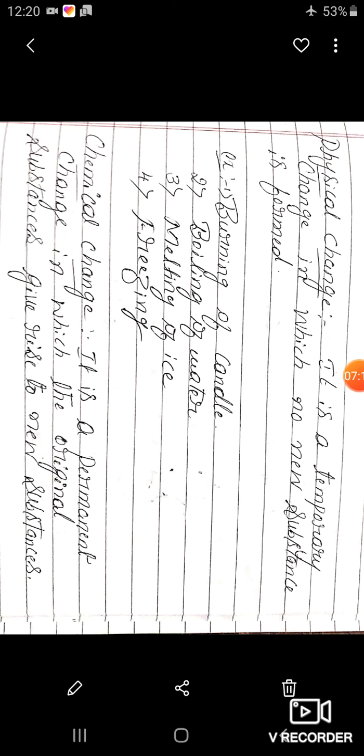Okay, dear students, in this chapter we shall study chemical reactions, chemical equations, balanced chemical equations, and types of chemical reactions. Now we shall see the highlights of these chapters once again. Physical change is a temporary change in which no new substance is formed. For example, burning of candle, boiling of water, melting of ice and freezing are examples of physical change.